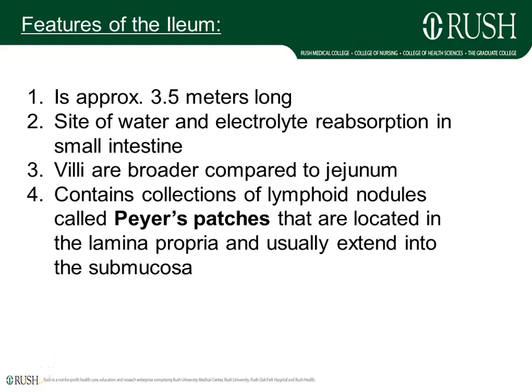So the third region of the small intestine, the ileum, is about 3.5 meters long. It's the site of water and electrolyte reabsorption, and the villi here are characteristically wider or broader than the jejunum, but the real defining feature is those Peyer's patches, which are continuous rows or contiguous rows of lymphoid follicles. These are located in the submucosa and extending up into the lamina propria.